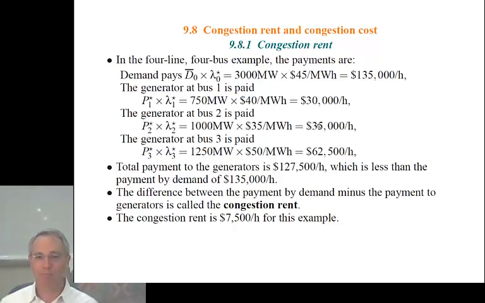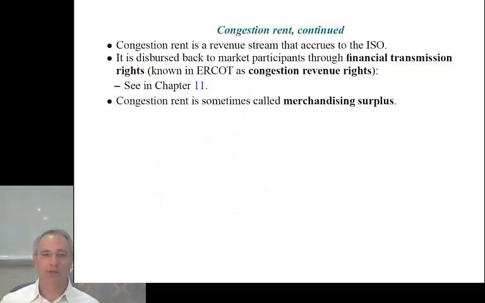Similarly, generators 2 and 3 are paid $35,062. If we add up the total payment to the generators, that's $127,500, which is less than the payment by the demand. The difference between the payment by the demand minus the payment to the generators is called the congestion rent, sometimes called the merchandising surplus, and the congestion rent is $7,500 per hour in this example. The congestion rent is a revenue stream that accrues to the ISO. There are dollars coming in, dollars coming out. The dollars coming in is more than the dollars going out. Actually, we need to prove that, which we'll do in a few moments.